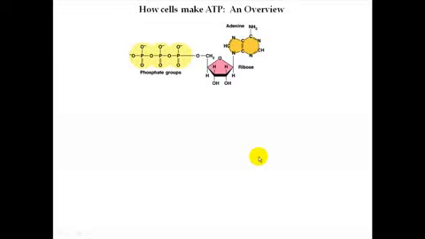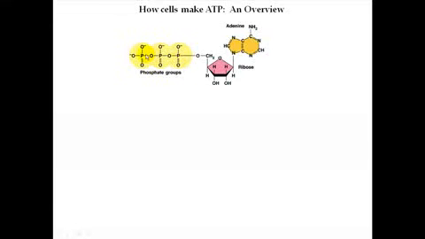Here we're going to talk about how cells make ATP. We've mentioned before that ATP is a really important molecule because it's one of the major molecules that cells can actually use directly in order to power its different activities. And the reason why ATP is such a high energy molecule is because it has three phosphate groups.